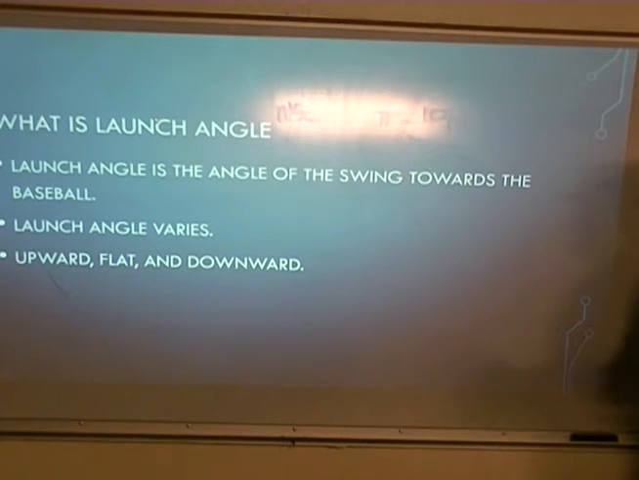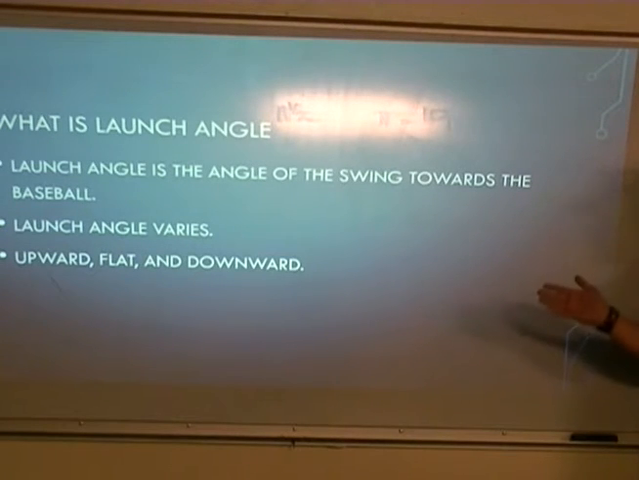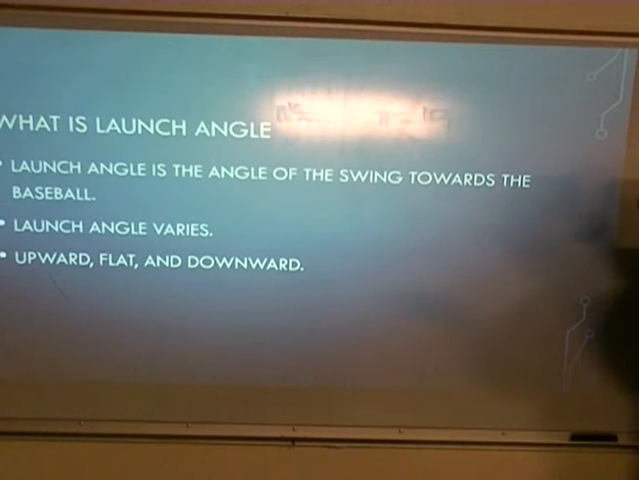What is launch angle? Launch angle is the angle of the swing towards the baseball. There are many different types of launch angles. There's typically, you can say, more than 3: upward, flat, and down. And within those there are more launch angles. You can have a real steep one coming way up, a less steep one, even less than that. Then you can have a real flat one, and then downward, and it just keeps going on and on.